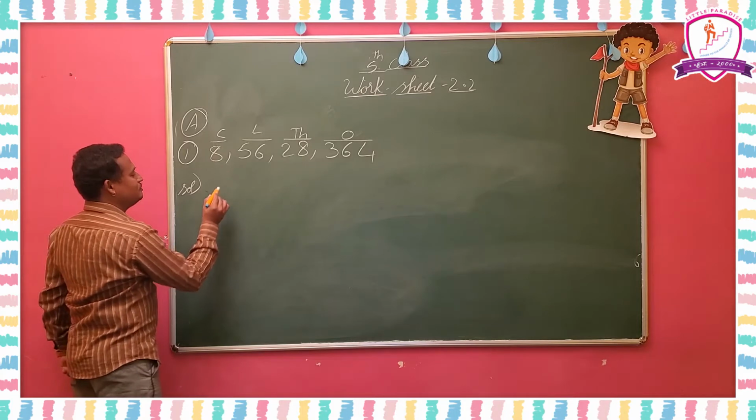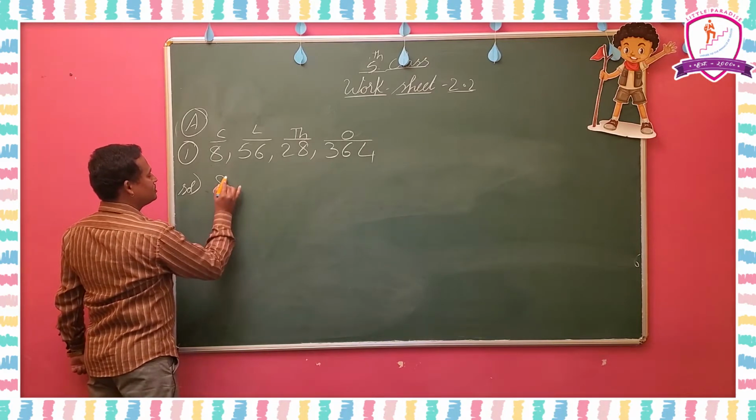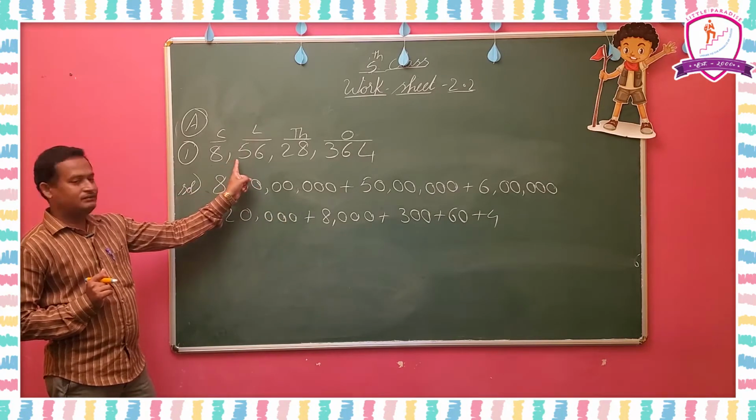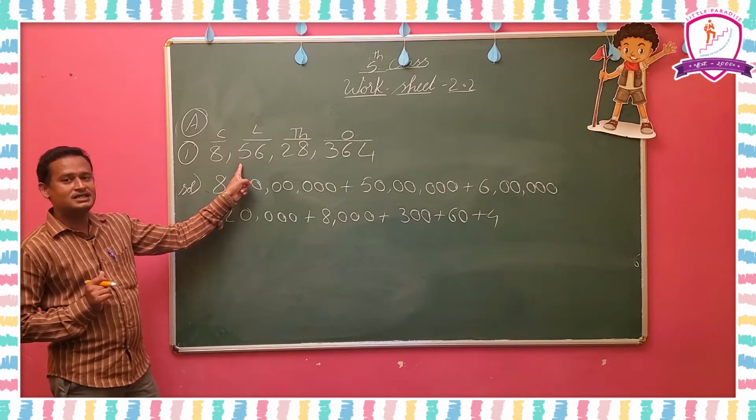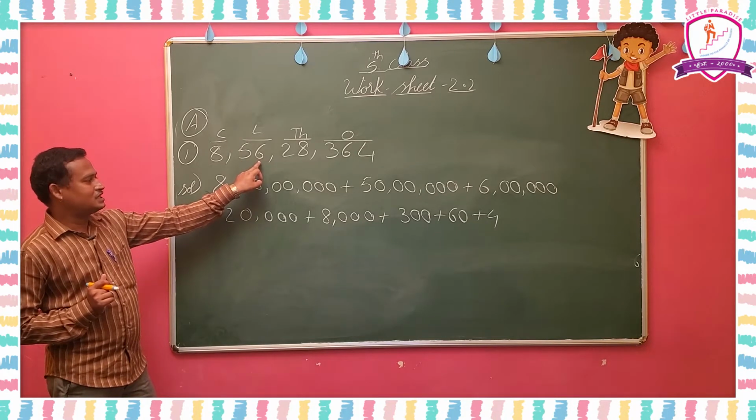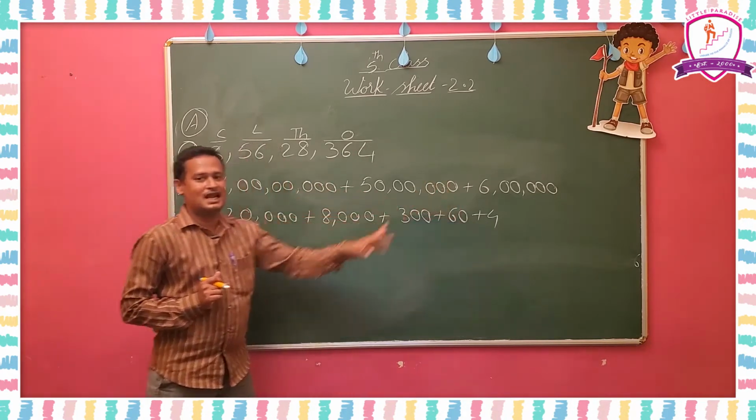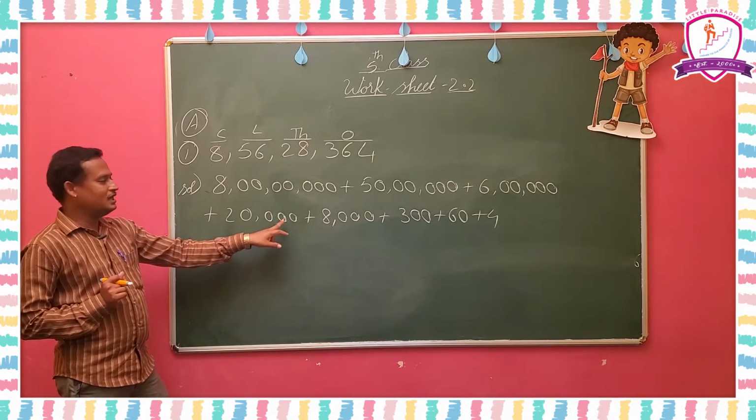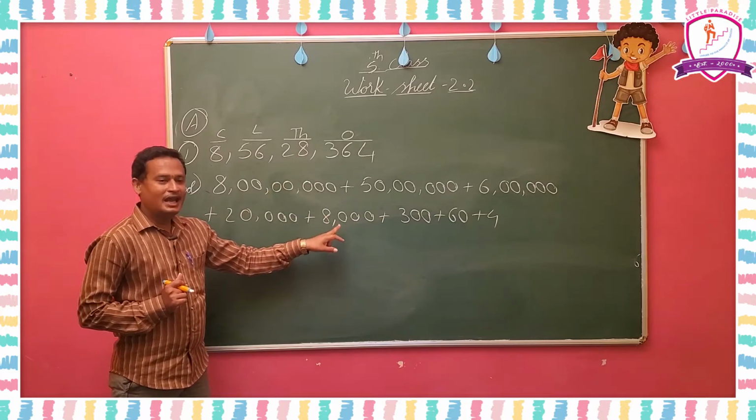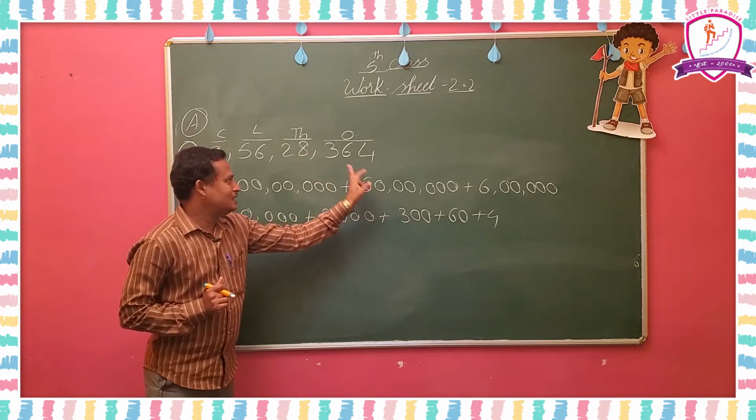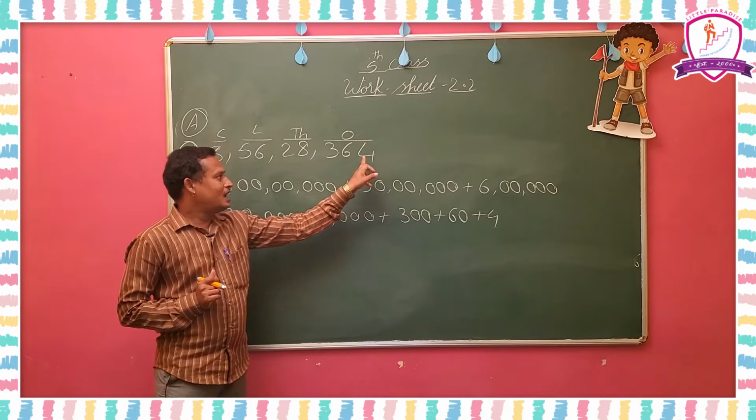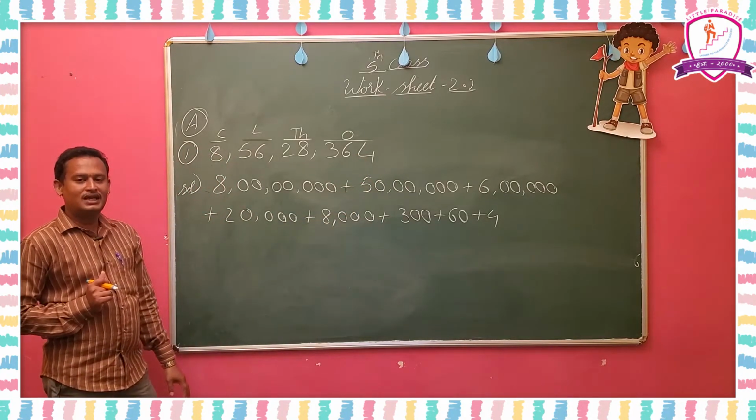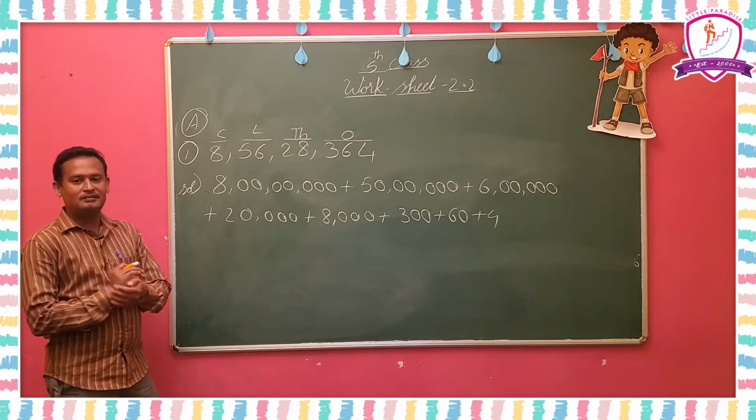So, here 8 crores is the expanded form. 8 crores, and 5 in the 10 lakhs place, that is why it is called 50 lakhs, and 6 in the lakhs place we write as 6 lakhs, and 2 in the 10,000 place will become 20,000, 8 in the thousands place will become 8,000, 3 in the hundreds place 300, 6 in tens 60, and 4 in ones 4. Like that you have to write the expanded form for any number. Understood? Like this you have to complete the remaining ones.